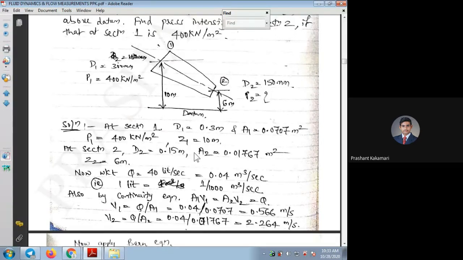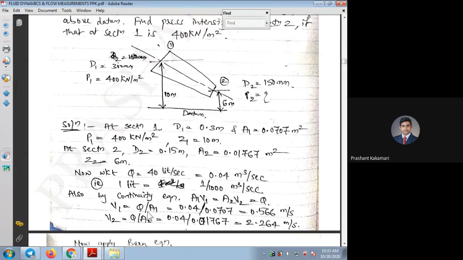Then section 2 area is 0.01767 meter square. So using these two area values, A1 and A2, now one can find out velocity 1 and 2. Once you find out the velocity, we just need to substitute it in the Bernoulli's equation for section 1 and 2. So please check these velocities.